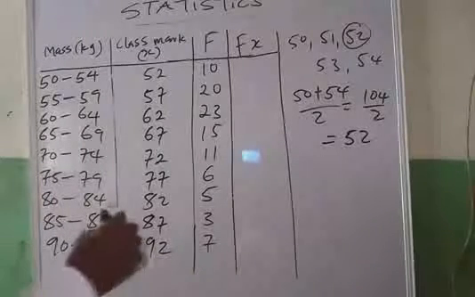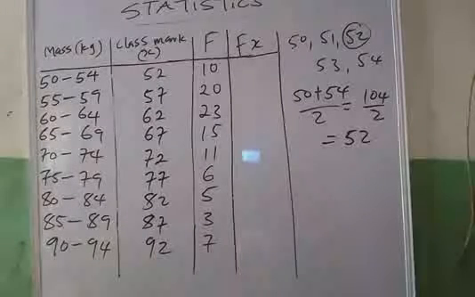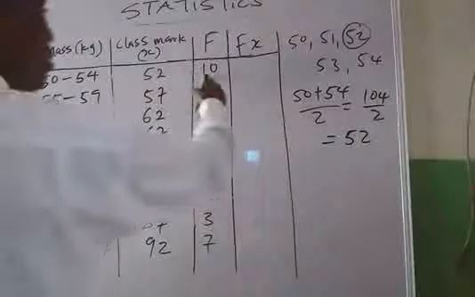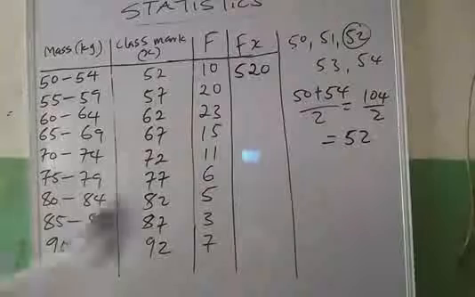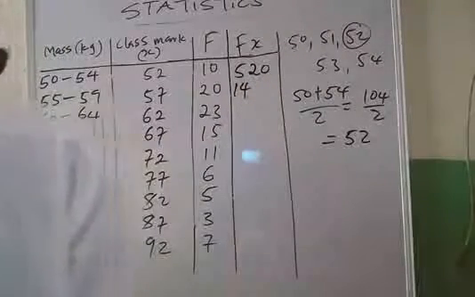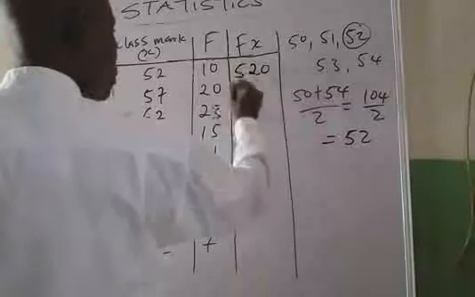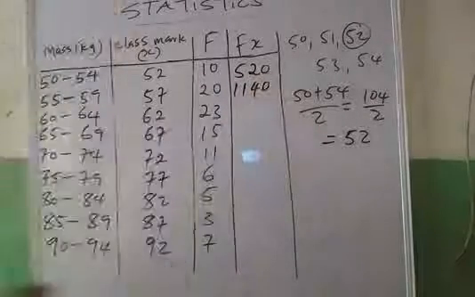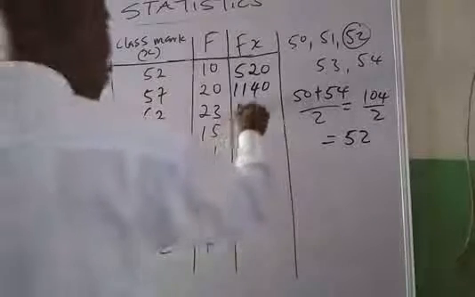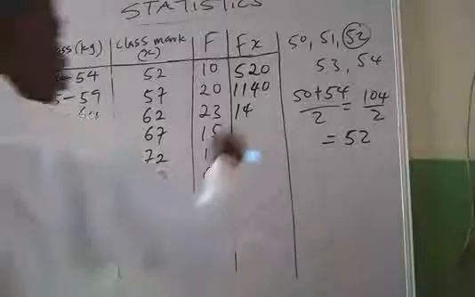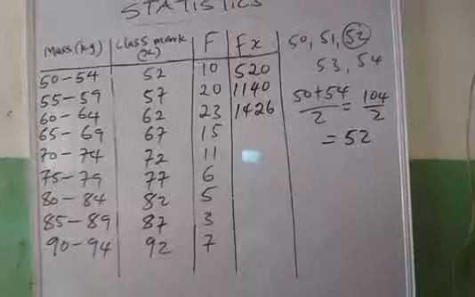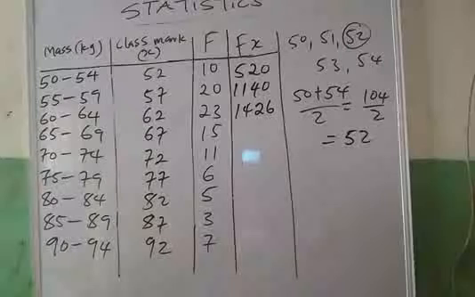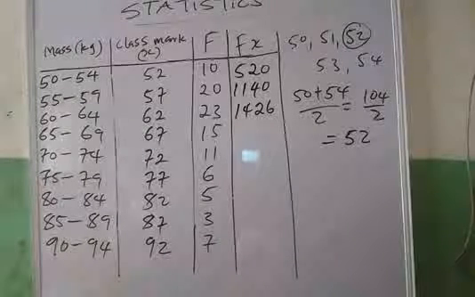Then our fx, that is frequency times x. 52 times 10 will give you 520. 20 times this is 1140. 23 times 62 is 1426. Then 67 times 15 is the next one, 1005.